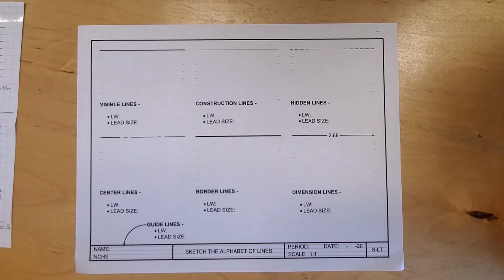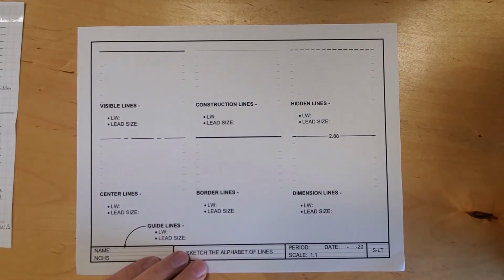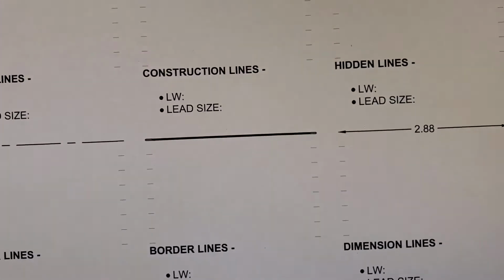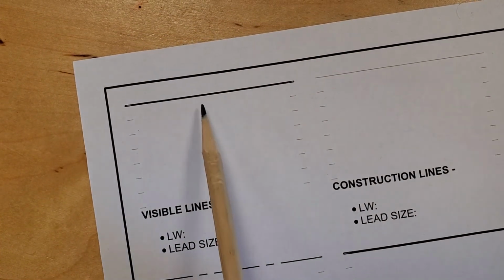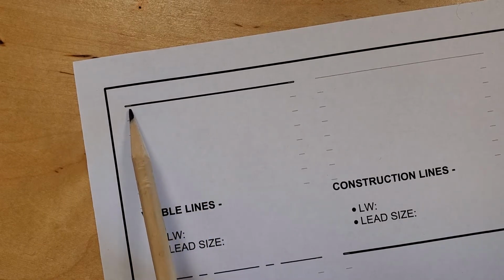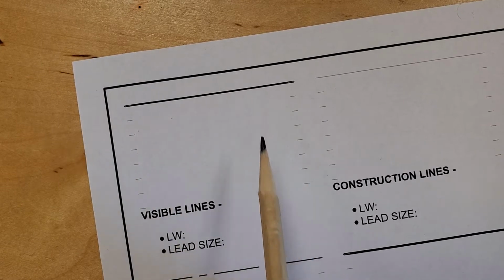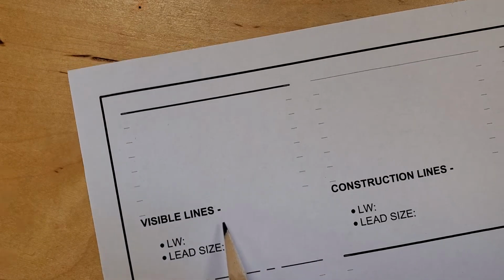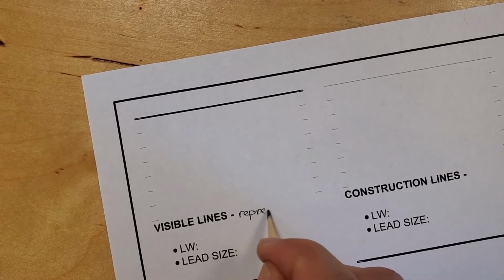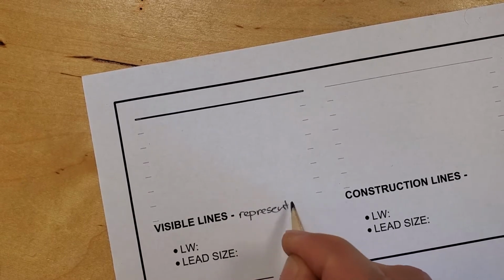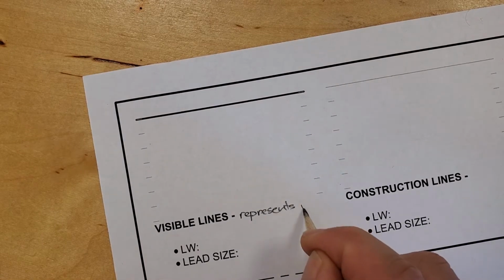So first of all, let's go ahead and start with visible lines. I'm going to zoom in so you guys can see this better. We're going to focus on visible lines. The first thing you see when you look at the visible line is that it's a dark line. A visible line represents visible edges of an object.